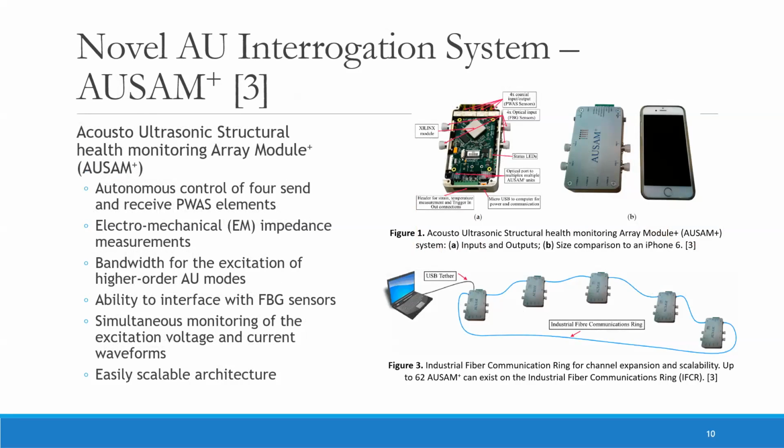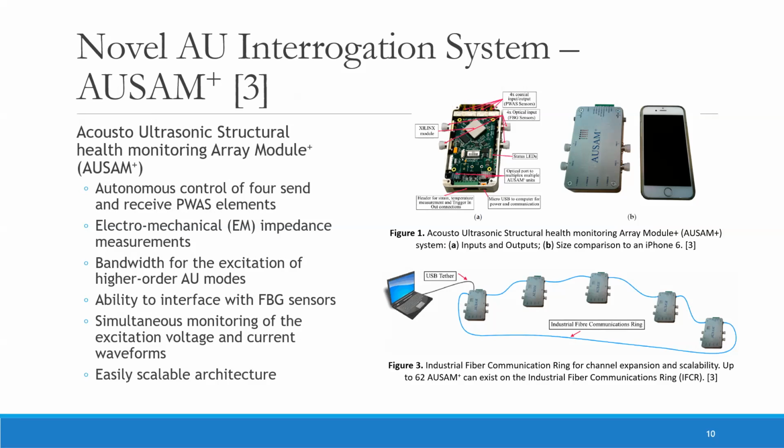The novel AU interrogation system called the Acousto-Ultrasonic Structural Health Monitoring Array Module Plus, or AU SAM Plus, is a SHM system that provides autonomous control of 4 PWAS elements capable of sending and receiving signal information. The AU SAM Plus is seen in Figure 1. The system is able to perform self-diagnostics in addition to structural health monitoring through electromechanical impedance measurements. The system has a high bandwidth range for the excitation of higher order AU modes.